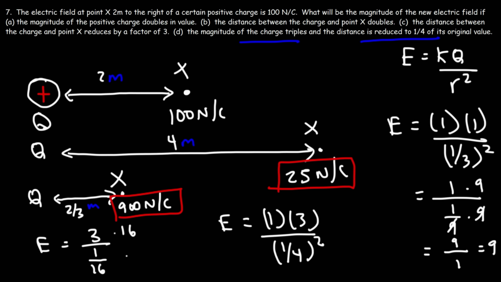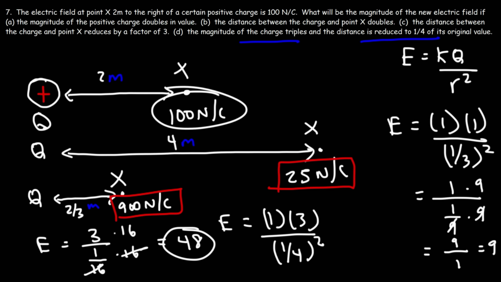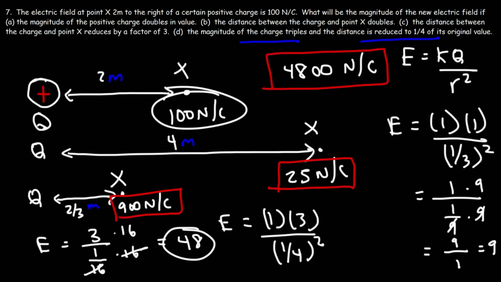So now I'm going to multiply the top and the bottom by 16. So it's going to be 3 times 16, which is 48. So the electric field will increase by a factor of 48. So the original electric field was 100. If we multiply that by 48, the new electric field will be 4,800 newtons per coulomb. So this right here is the answer to part D.